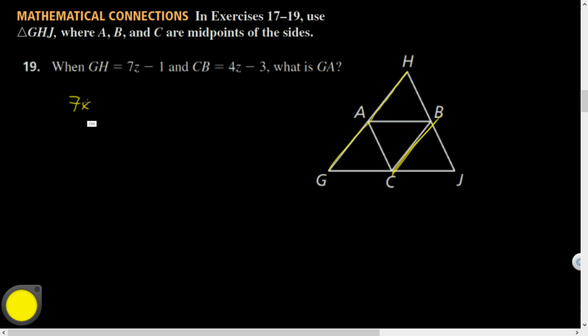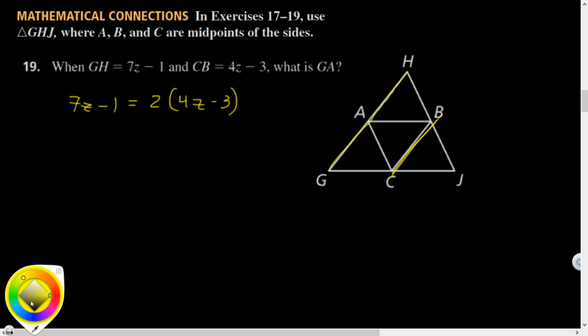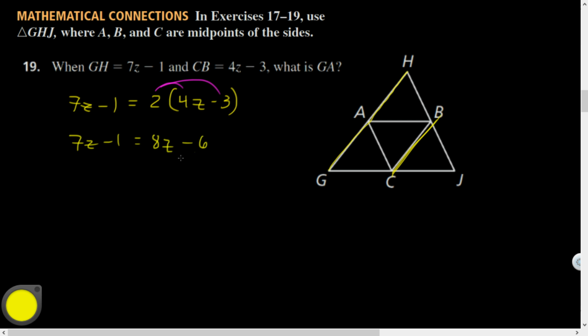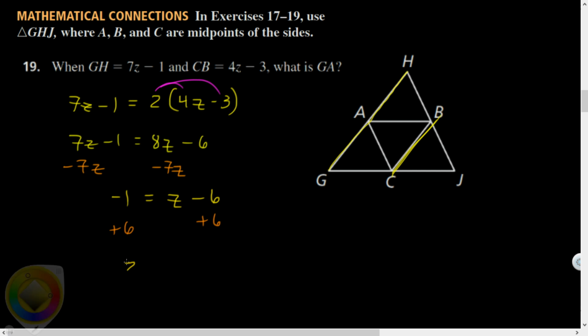I wrote X. Sorry. 7z minus 1 is going to equal 2 of the other ones, 4z minus 3s. And then it's just a matter of the classic algebra with the distribution and the solving and the combining of the like terms. 8z minus 6. Let's bring those z's together. I'll move the 7 over here. I sometimes just try to avoid having a negative in front of my variables. 8z minus 7z is just a 1z. Add 6 to both sides. z is equal to 5.